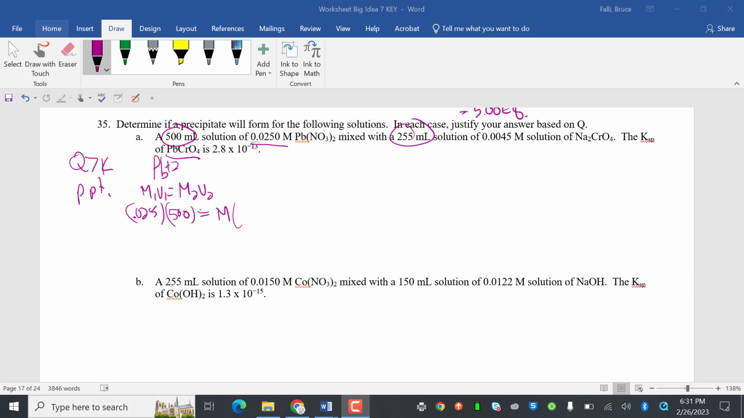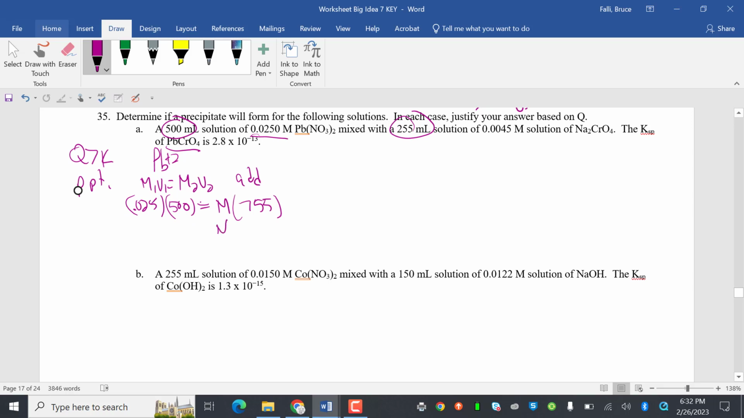So 755. Notice you have to add those two volumes together. Then I can find out my new molarity. So I'm going to have 0.025 times 500 divided by 755, and that's going to be 0.0166 molar of Pb2+.